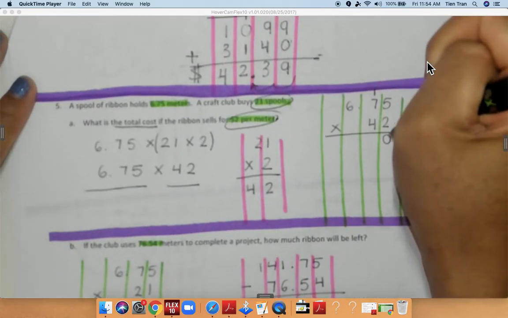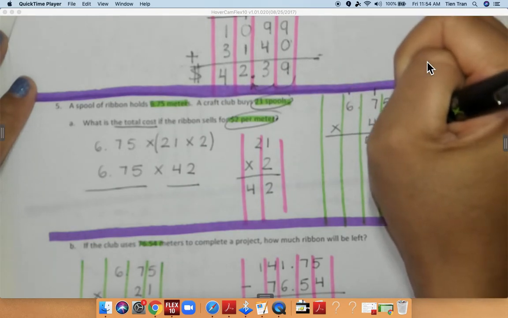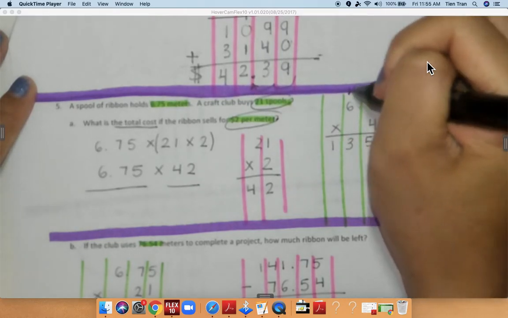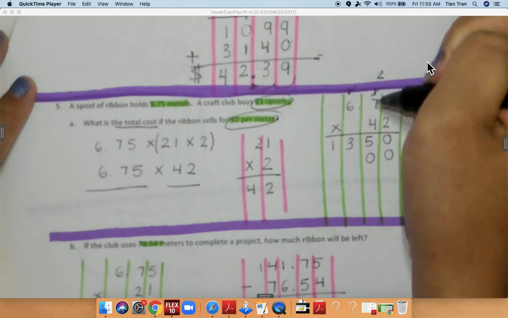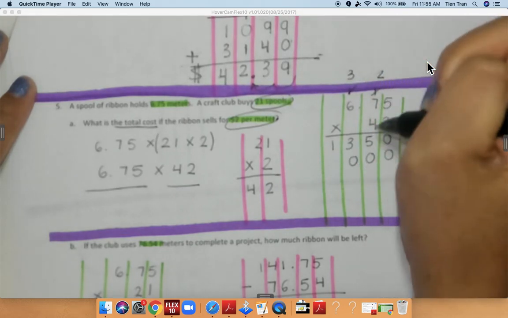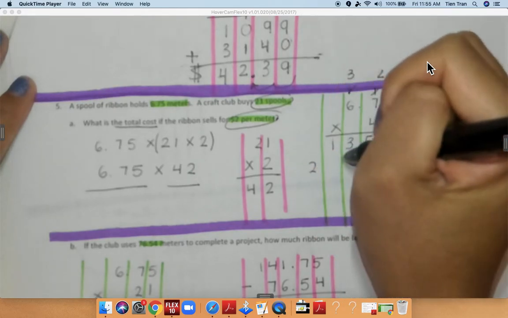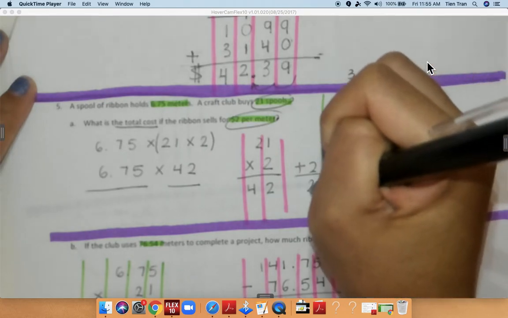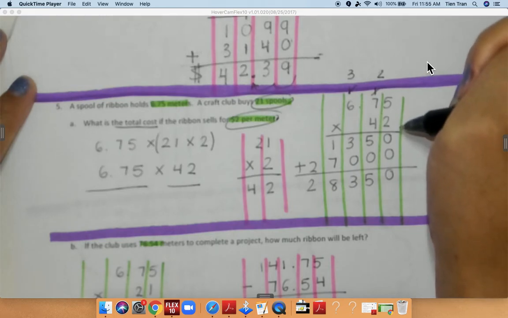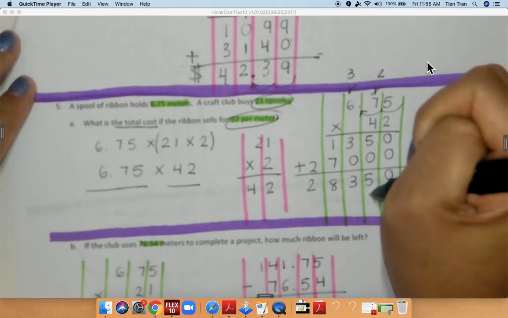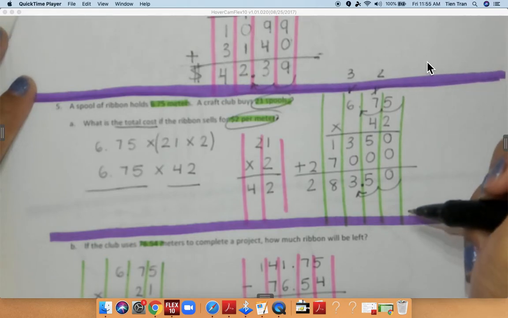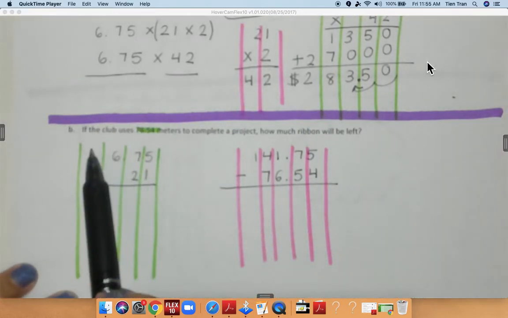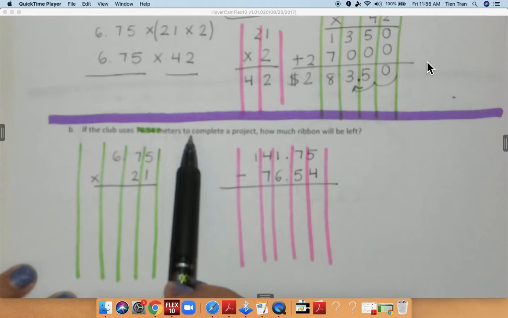5 times 2 is 10. 2 times 7 is 14, plus 1 is 15. 2 times 6 is 12, plus 1 is 13. Bring down my 0. 4 times 5 is equal to 20. 4 times 7 is 28, plus 2 is 30. 4 times 6 is 24, plus 3 is 27. Add all of my numbers together. I get 0, 5, 3, 8, 2. Don't forget to move your decimal over twice. So I'm going 1, 2, and I'm moving my decimal over. So I get $283.50.